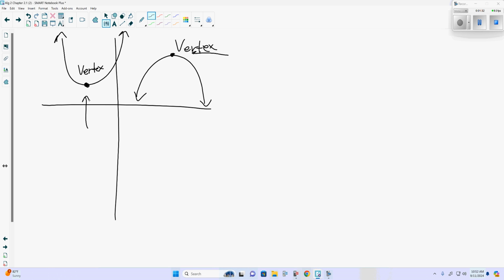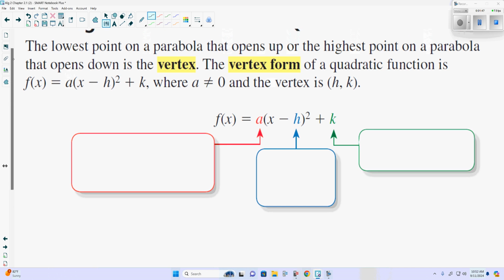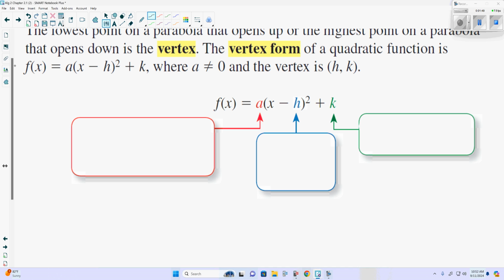But on parabolas that open up, we won't actually have a maximum value, because no matter where I pick a point going up, there's always going to be one that is bigger than it. But we have this here. This is vertex form. And the reason we call it vertex form is, the h comma k values give us the vertex.